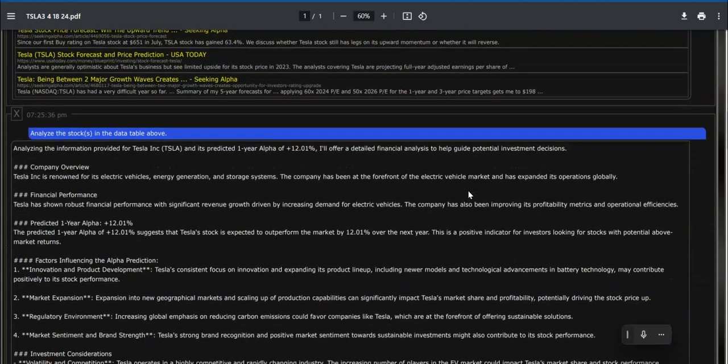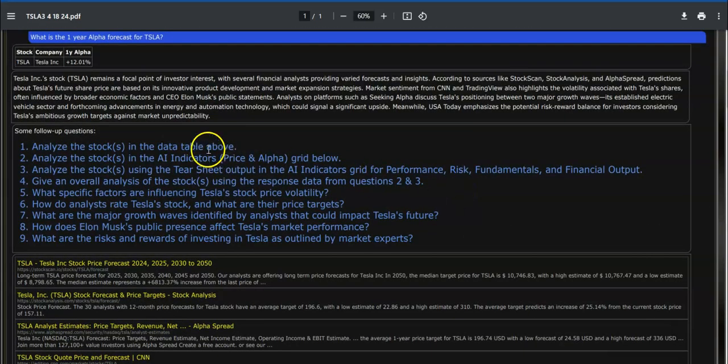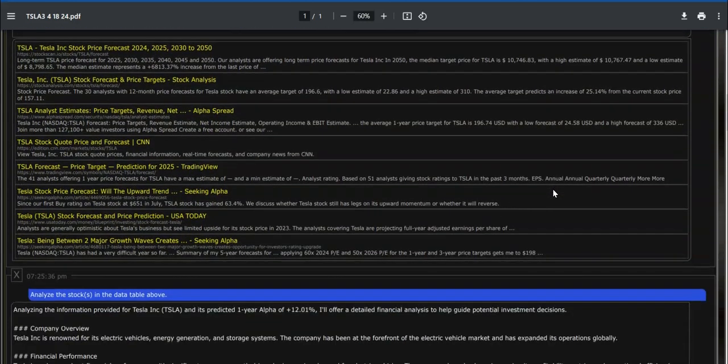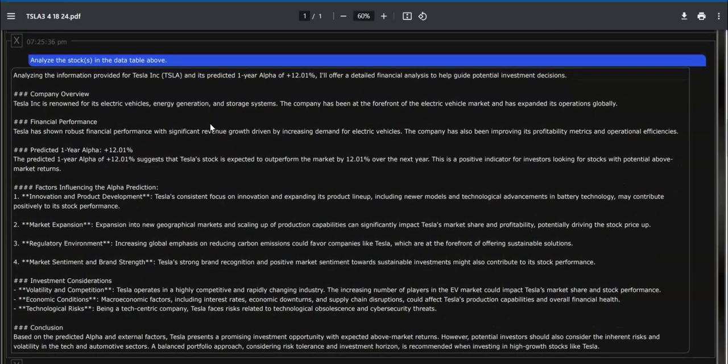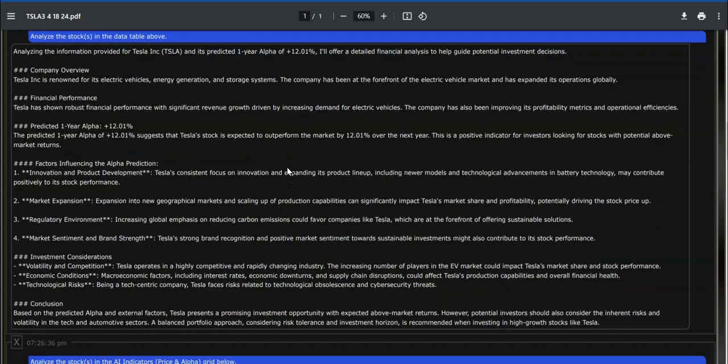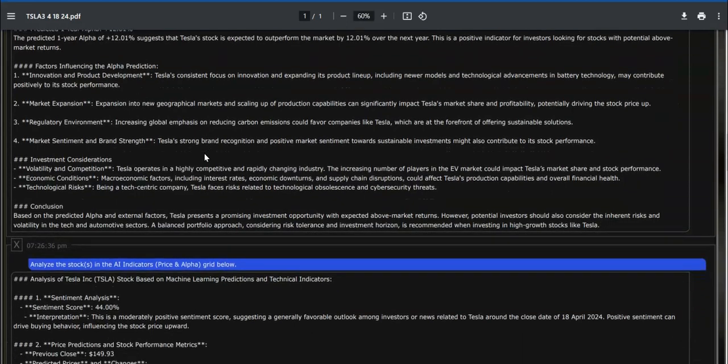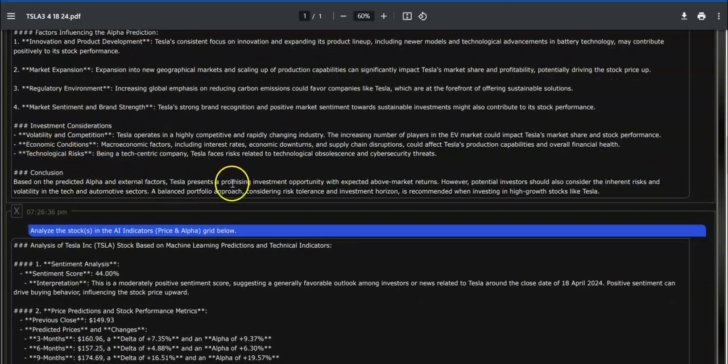What I've done is I've clicked above on the first prompt here, analyze the stocks in the data table above. I'm going to end up clicking on 4 prompts, the first 4. So the first prompt is analyzing the stocks in the data table above, and that's Tesla and its output of predicted one-year alpha. And you can see what it's saying about that prediction for one-year alpha over the next year. Investment considerations and conclusions.